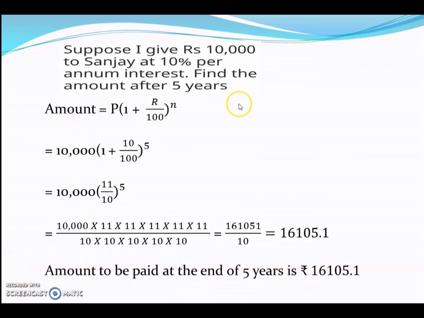So using the formula, if you are solving the above problem, amount will be P into (1 plus R by 100) raised to the power of N. So here P is 10,000, R is 10%, and N is 5 years. So that is 10,000 into (1 plus 10 by 100) raised to the power of 5. When you simplify this, you will get the same answer, 16,105.1. So this is the amount that is to be paid at the end of 5 years.